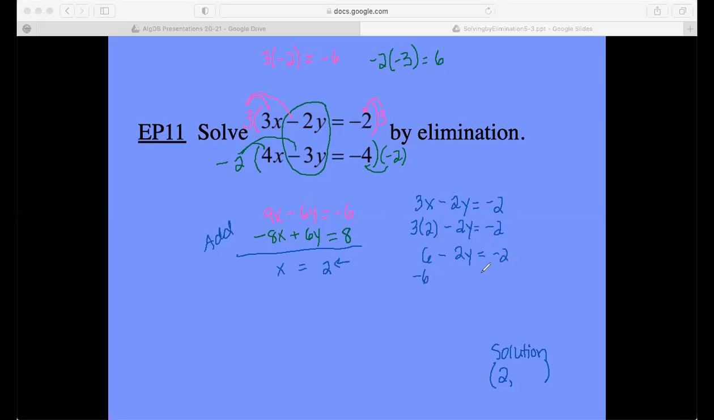Subtract 6 from both sides. And I get negative 2y is equal to negative 8. Divide both sides by negative 2. And I get that my y value is equal to a negative 4.